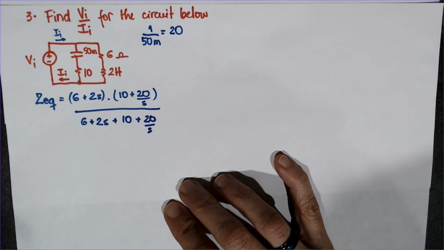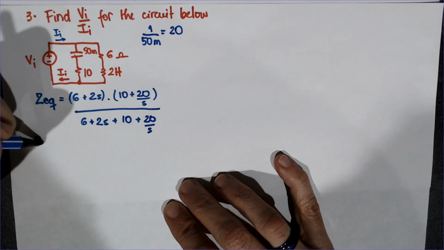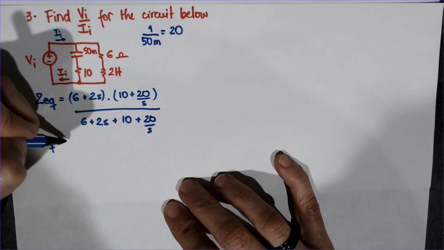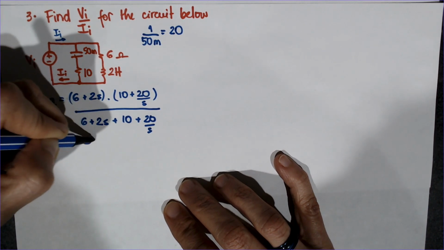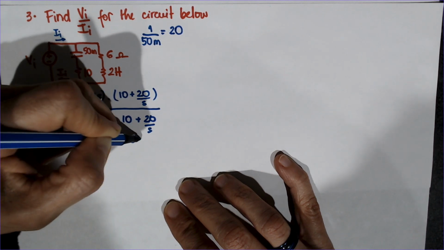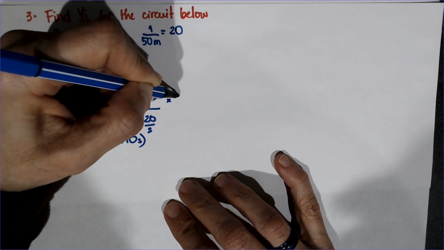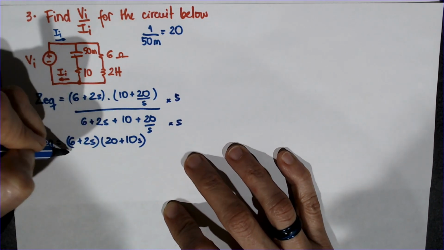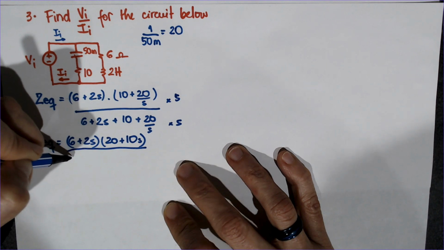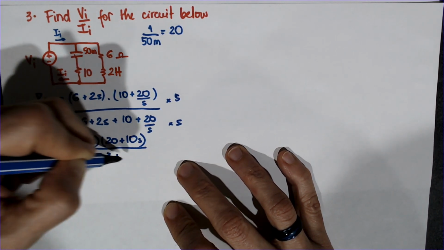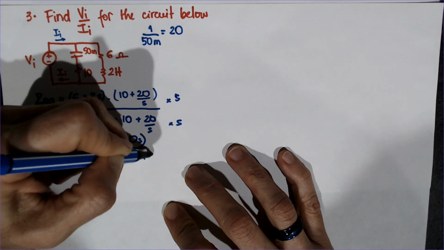And now I'll multiply both by s. So it's 6 plus 2s, and then 20 plus 10s. So here multiplied by s and here multiplied by s. Square plus 10s plus 20.